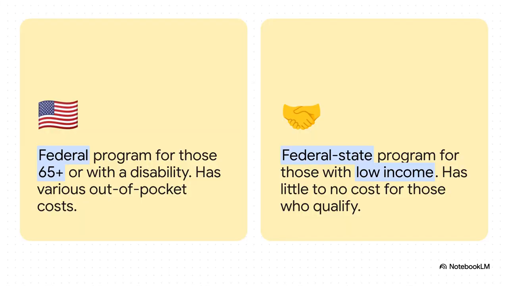Okay, let's boil it all down one last time. Medicare. It's federal. It's for people 65 and up or with a disability. And you're going to have some costs. Medicaid. It's a federal and state partnership. It's for people with limited income, and for them, there's very little, if any, cost. That's it. That's the big takeaway.